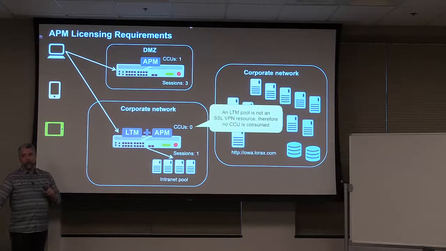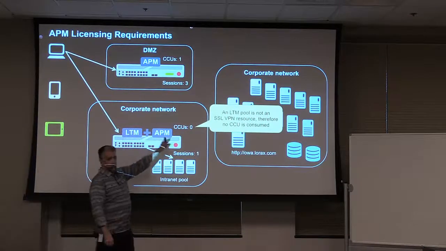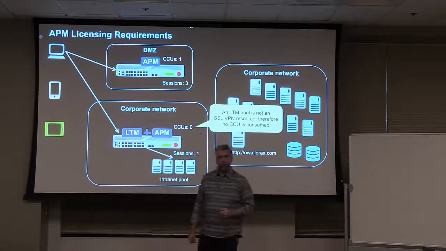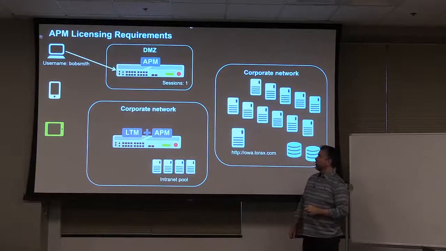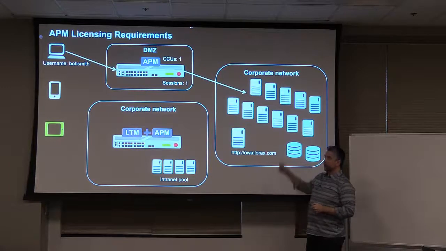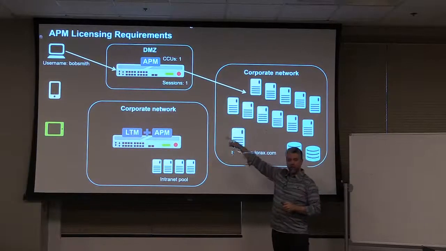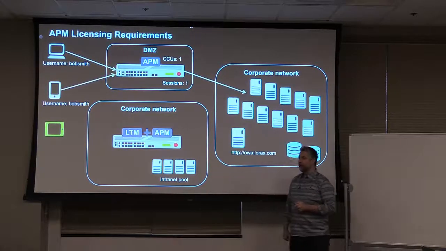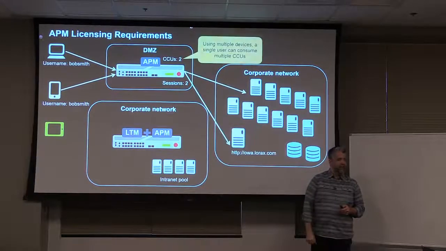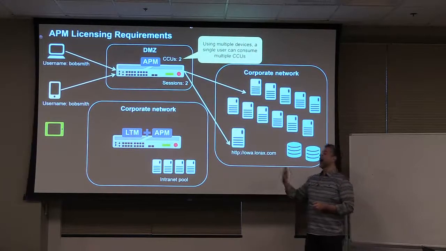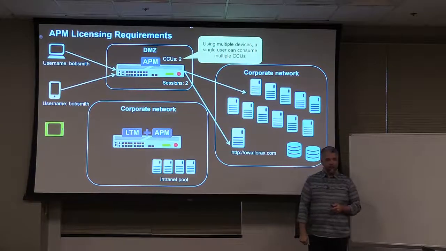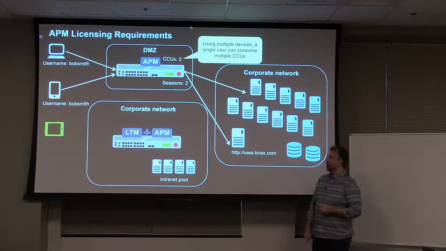So like I said a moment ago, Bob, from his laptop, can't consume 2 access sessions at the same APM, and he also can't consume 2 CCUs through the same APM. However, he could connect from his laptop, consume an access session and a CCU, and then connect from his phone and consume a second access session and a second CCU, connectivity session license.